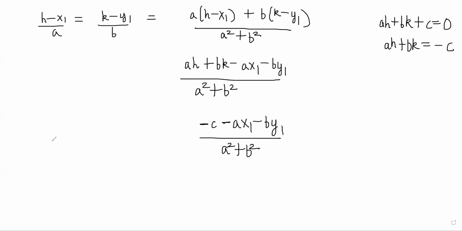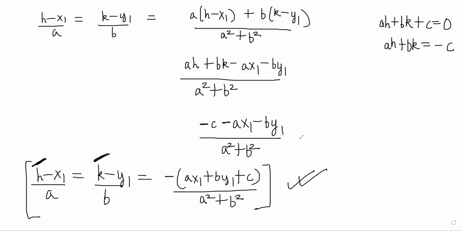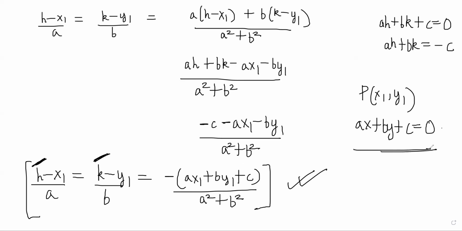So finally, we have this result: H minus X1 by A is equal to K minus Y1 by B is equal to negative of AX1 plus BY1 plus C by A square plus B square. And this is the result that you need to remember. Why do you need to remember it? Because this will directly give you the location of H and K. If you know the point P x1 y1 and the line equation ax plus by plus c is equal to 0, all you need to do is write this relationship, right?